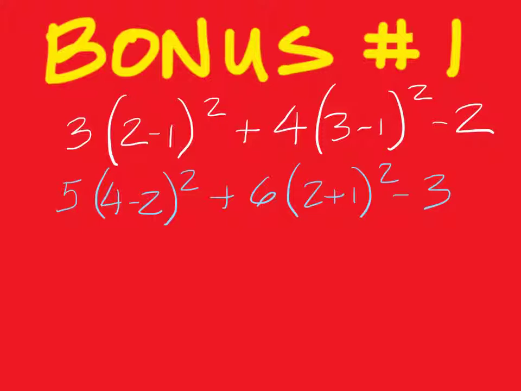The answers on the bonus problems should be 17 and 71.